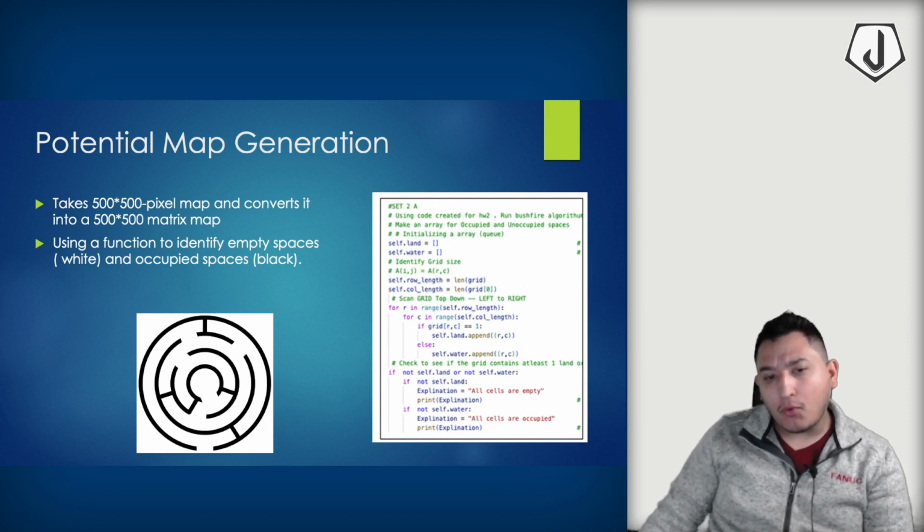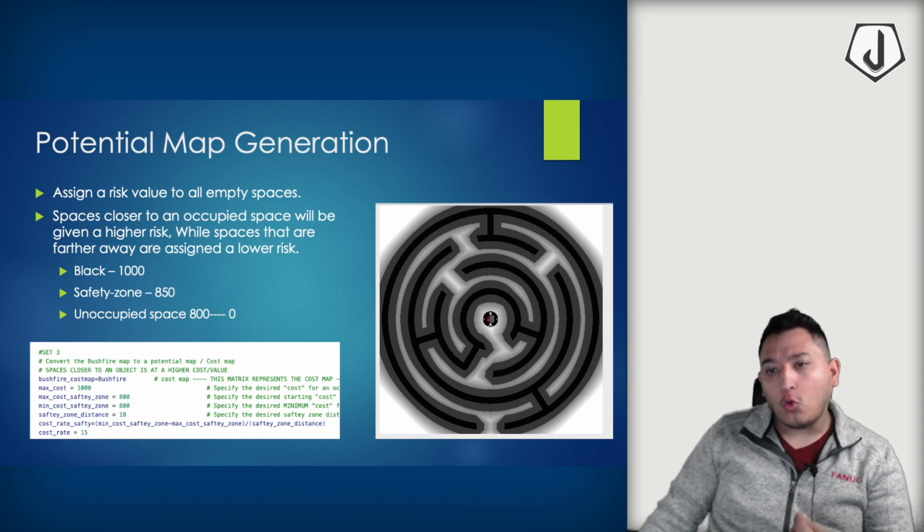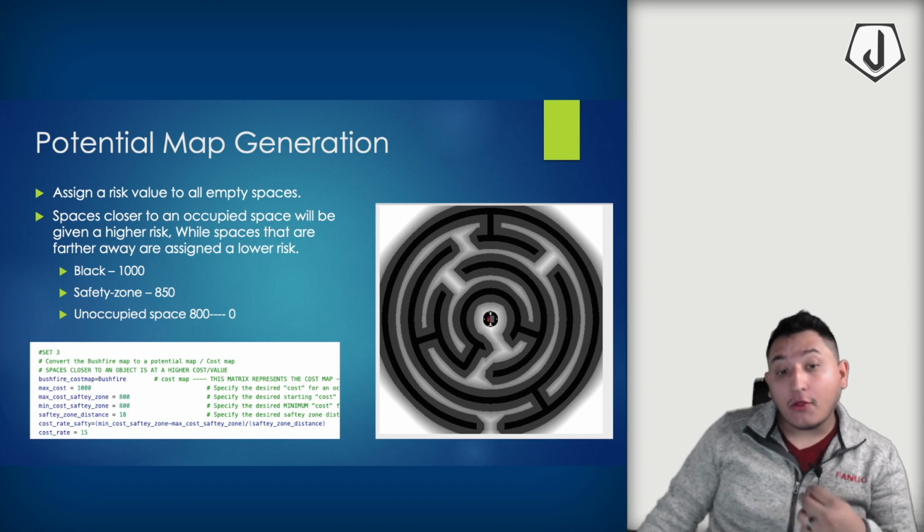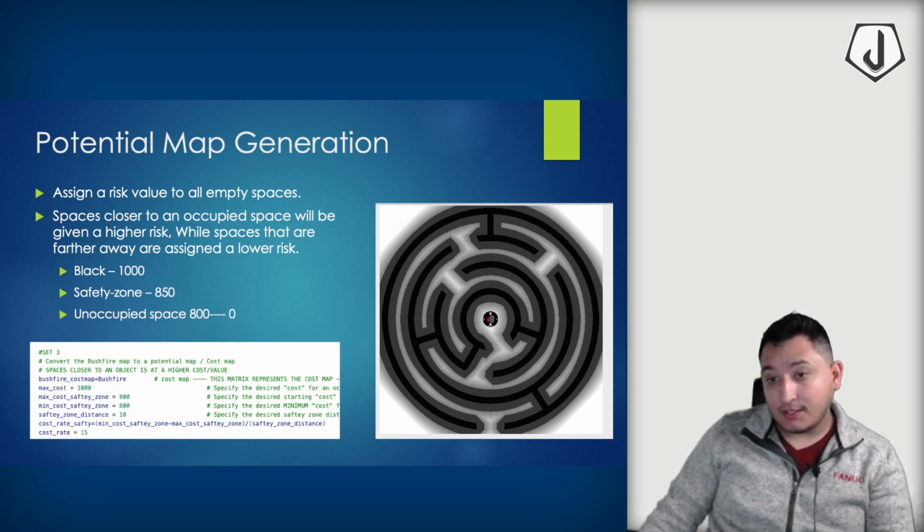Once we import a map to the motion planner, we use it to develop the potential map. Our potential map assigns a risk value to each empty space. This value depends on the distance any unoccupied space is from an occupied space. The farther away an empty space is, the lower risk value it has. The closer it is to an occupied space, the higher risk value it has. An occupied space is given a value of 1,000.